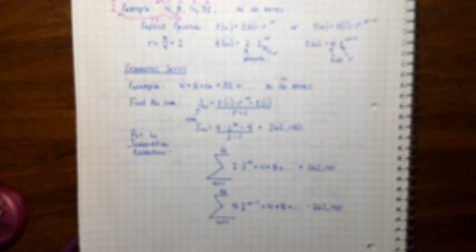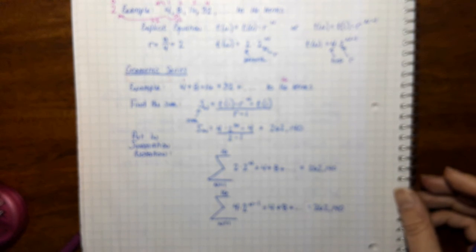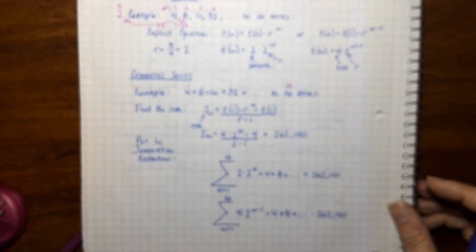Okay, so I think that is everything you need to know for geometric series sequences: finding the sum and putting it in summation notation. And this is going to count as problems 94 and 95.